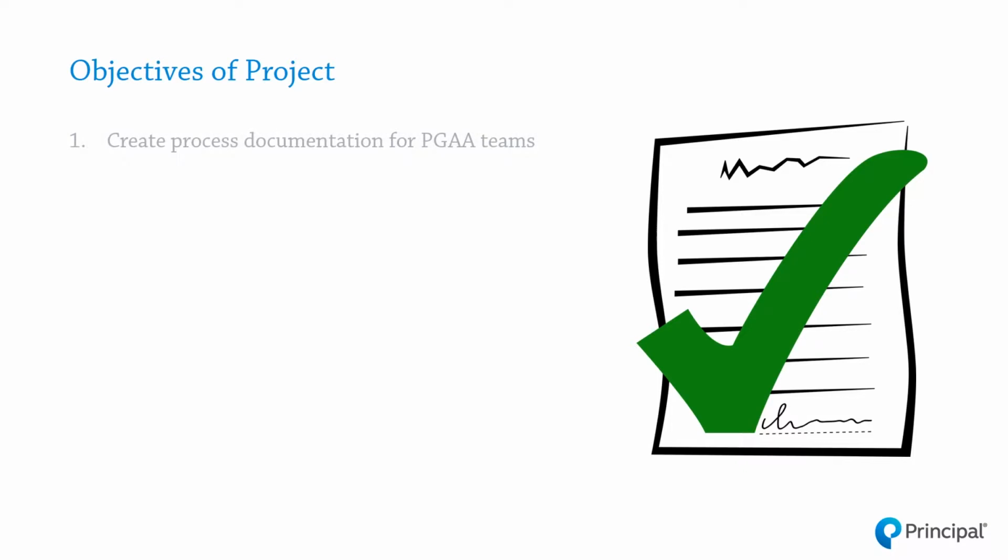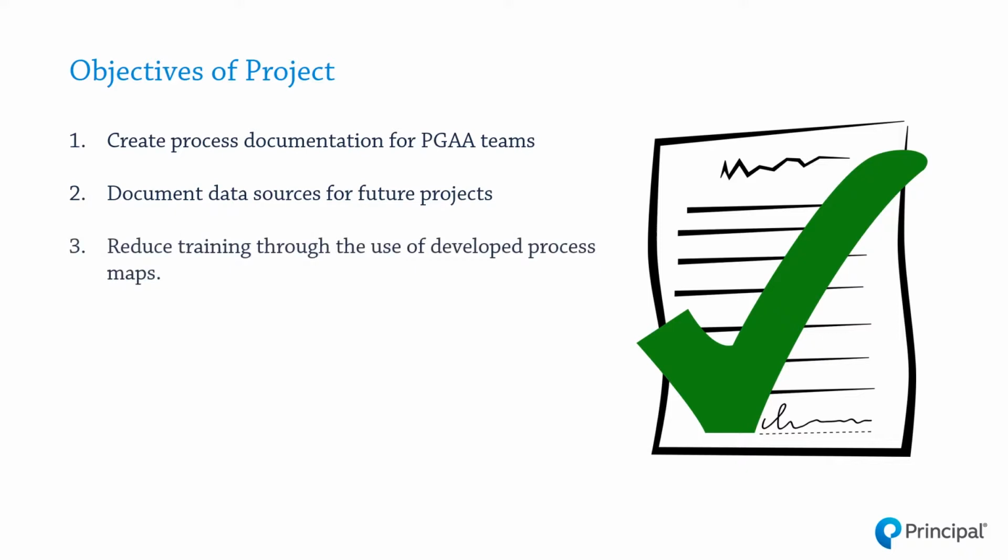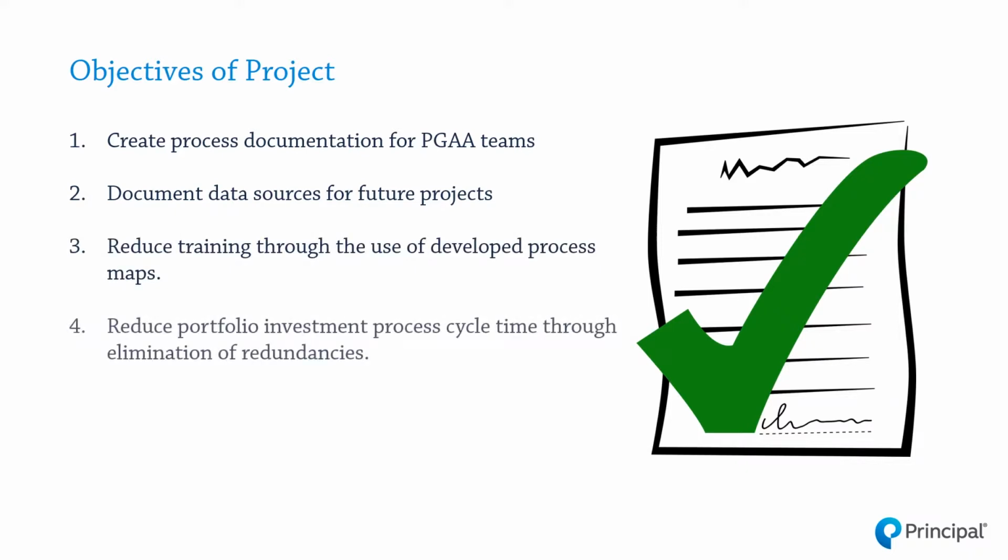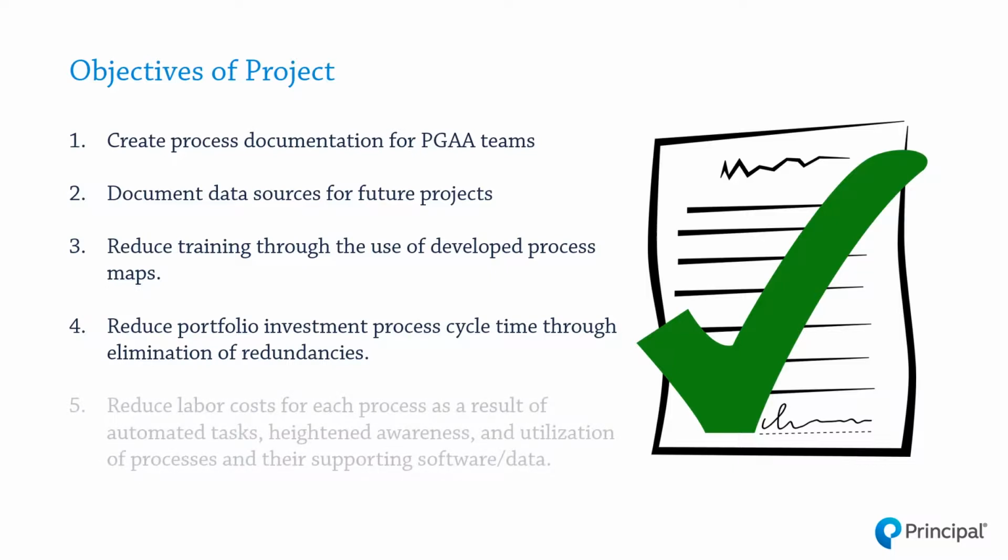The objectives of this project are as follows: create process documentation for the asset allocation teams and document data sources for future projects, reduce training with the use of process maps, reduce portfolio investment process cycle time by removing redundancies, and reduce labor costs through automation of tasks, and also heightened awareness and utilization of processes and their supporting software and data. In order to complete documentation, the ISU team sat down with both strategic and dynamic portfolio managers, as well as the manager research team.